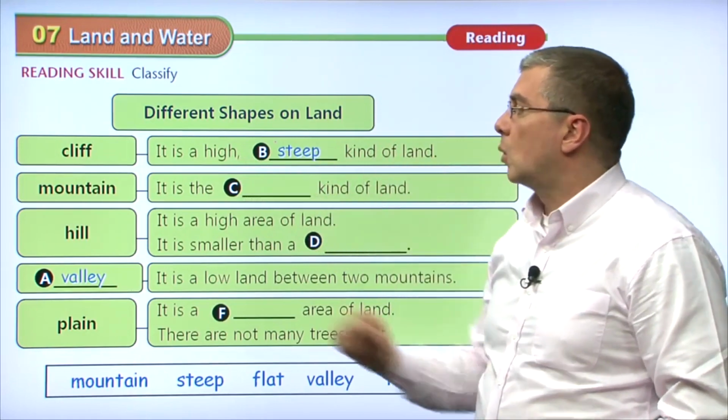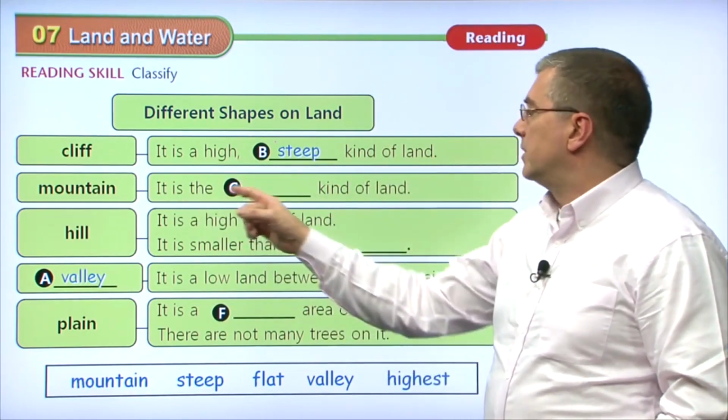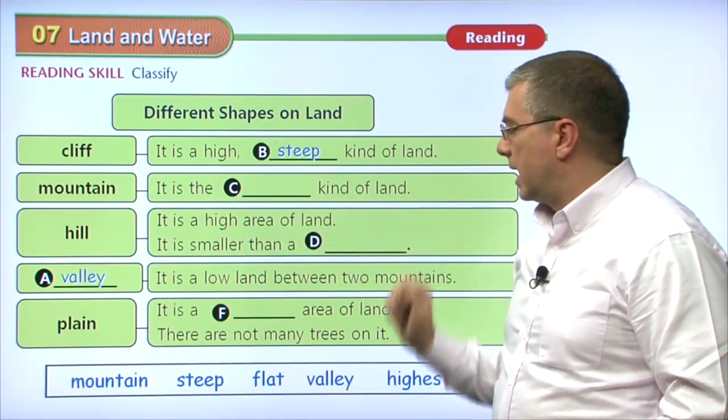That is a cliff. What about mountain? Mountain is the highest kind of land.